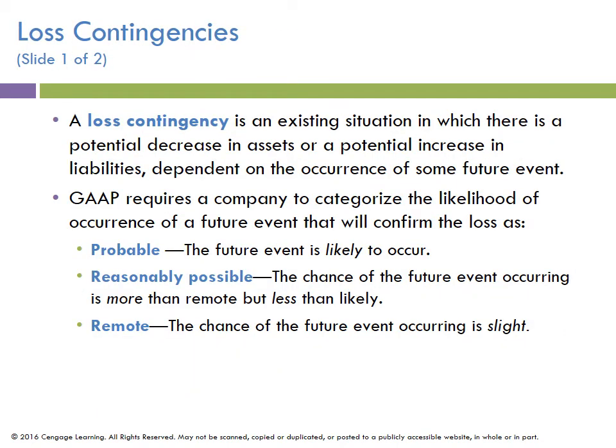And here's the guideline. If it's probable that the future event is likely to occur, then we definitely record a journal entry for it. If it's reasonably possible, then we include a note to the financial statement. And if it's remote, we don't need to do anything with it. But we need to define it in terms of one of those three categories.